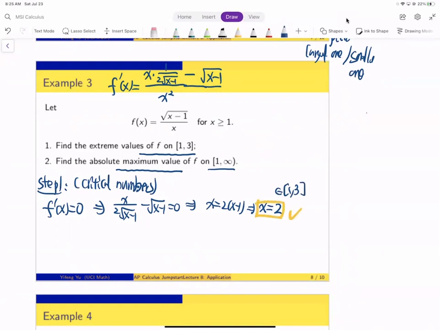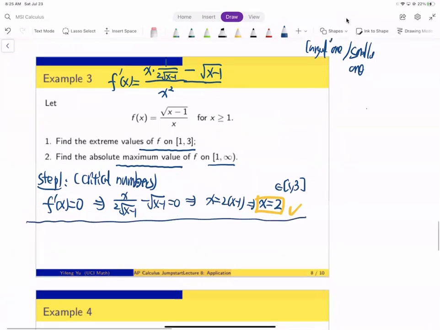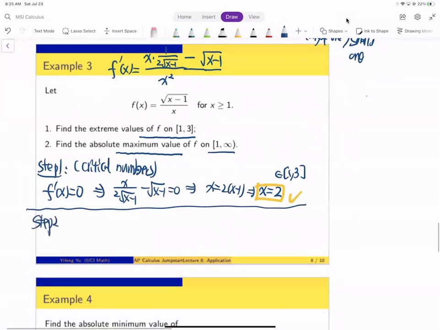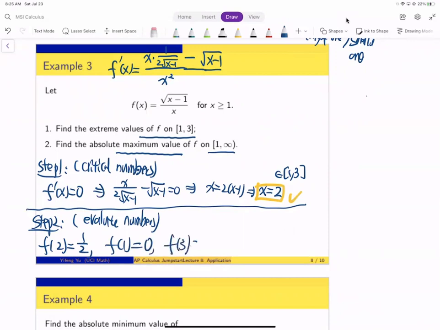All right, and then let's just evaluate those numbers. Step 2: let's evaluate numbers. So we have f(2) equals 1/2, right? f(2) is 1/2, f(1) will be 0, and f(3) is square root of 2 over 3. Now we have 3 values. Step 3, we need to pick the largest and the smallest.